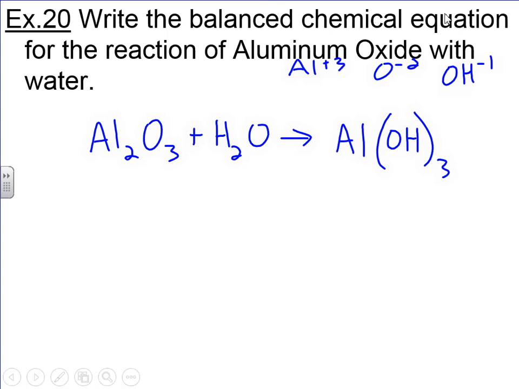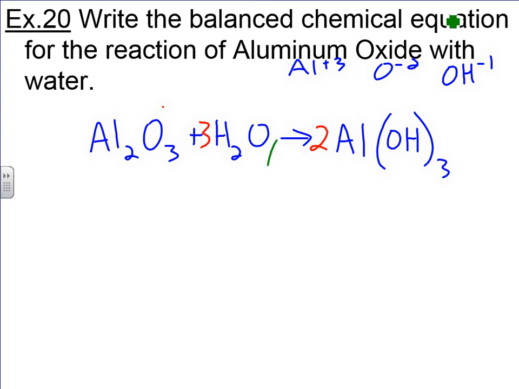It looks like we have 2 aluminums. Let's double that up. It looks like that gives us 6 oxygens on the right side, and we have 3 from the aluminum oxide, 3 more here. 6 hydrogens gives us 6 hydrogens. We are balanced. For state symbols, obviously water is a liquid.